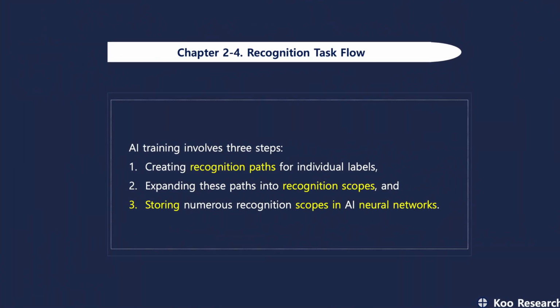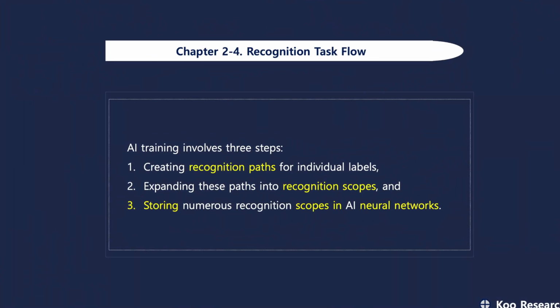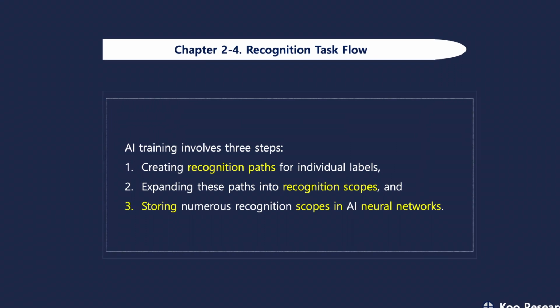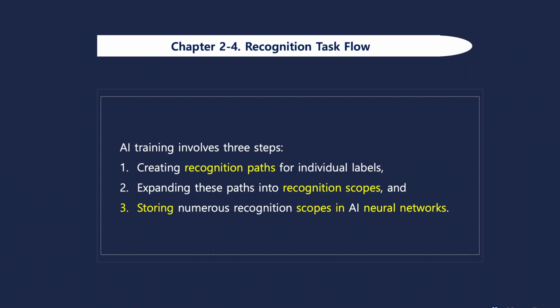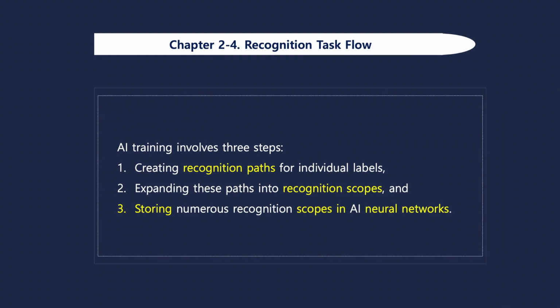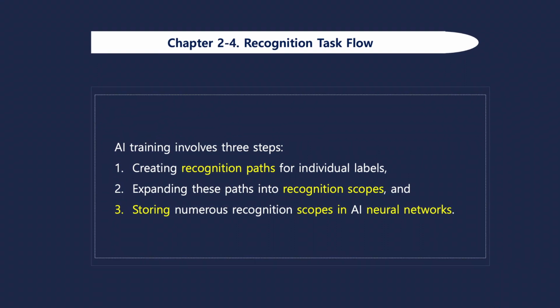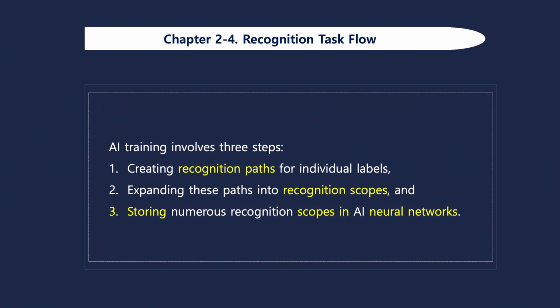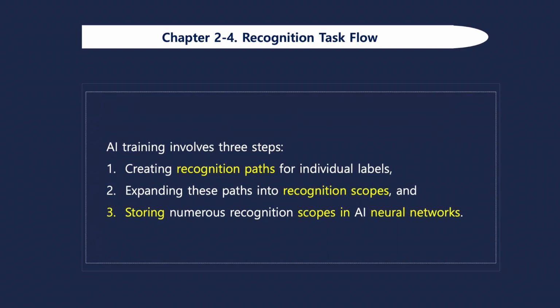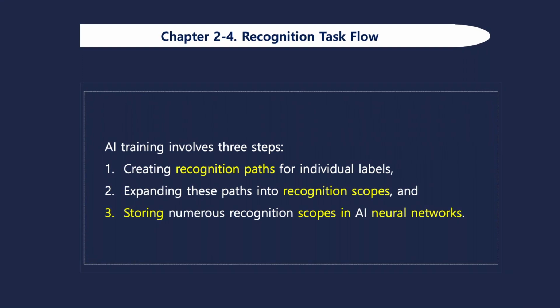Chapter 2 to 4. Recognition Task Flow. AI training involves 3 steps. 1. Creating recognition paths for individual labels. 2. Expanding these paths into recognition scopes, and 3. Storing numerous recognition scopes in AI neural networks.